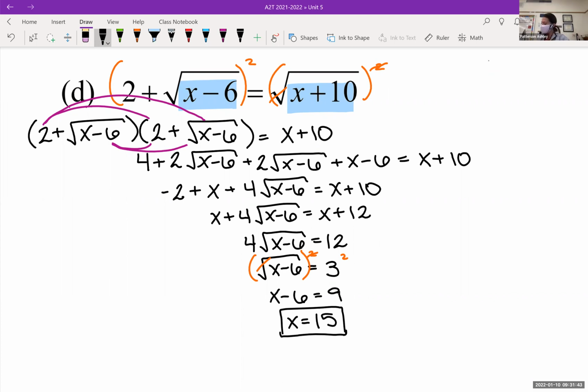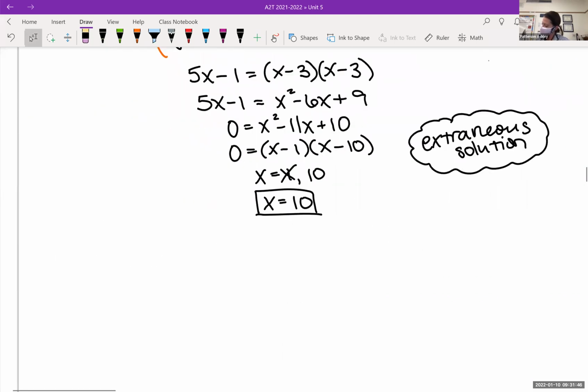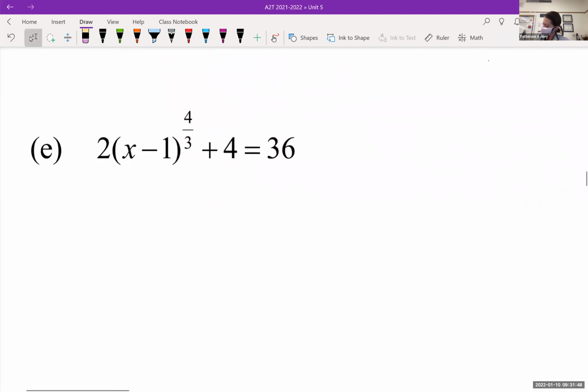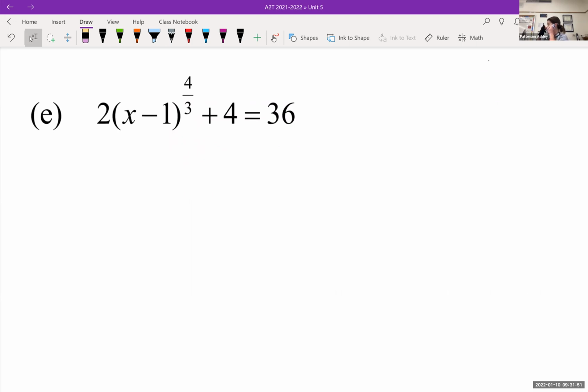Okay, let's look at our last example, and then I'm going to give you a minute to write down some reminders for yourself if you haven't already. All right, 2 times the quantity x minus 1 raised to the 4/3 power plus 4 is equal to 36. 4/3. Well, that's going to give us a radical and an exponent. So let's isolate the quantity. Since we know the rational exponent represents a radical, let's go ahead and isolate that. I'm going to subtract 4 to both sides. So we get 2 times the quantity x minus 1 to the 4/3 is equal to 32.